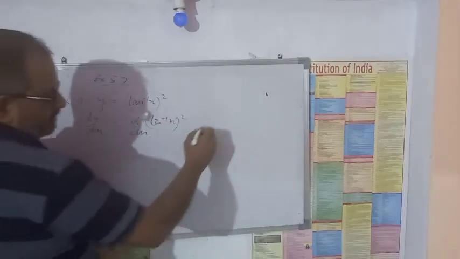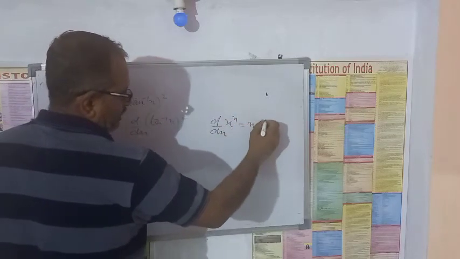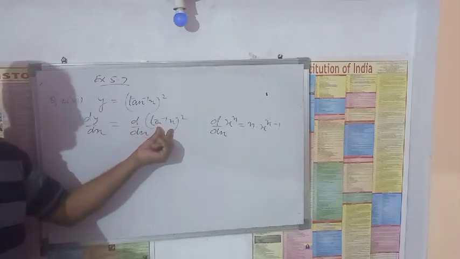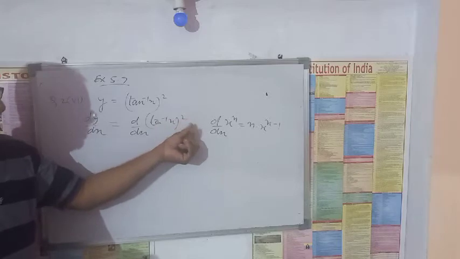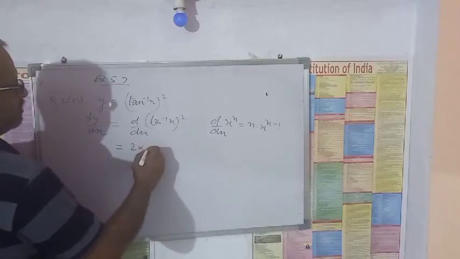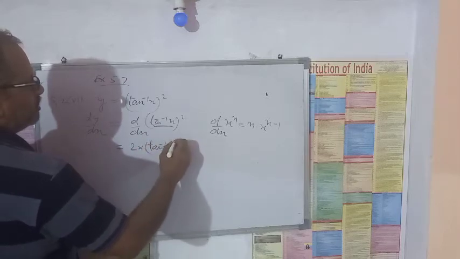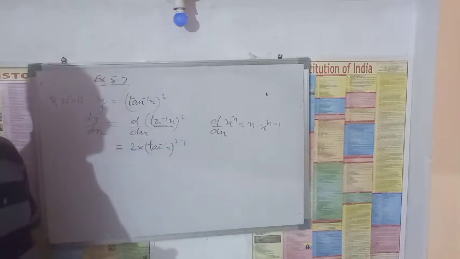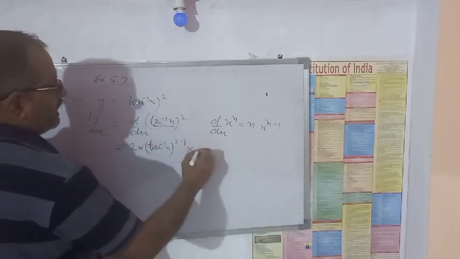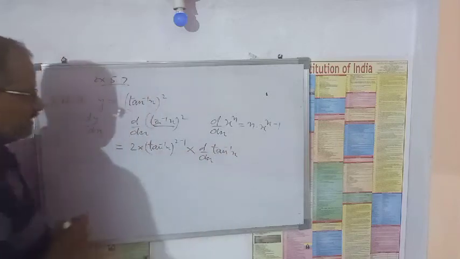Again we will apply the result d by dx of x to the power n, which is n into x to the power n minus 1. In place of x here is tan inverse x, and power n is 2. Write here 2 into tan inverse x to the power 2 minus 1. Firstly we have differentiated this power. Now we will differentiate the inner function tan inverse x.